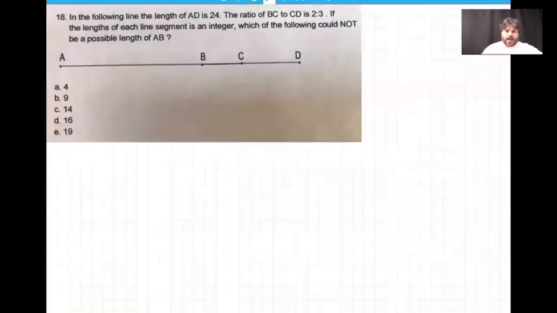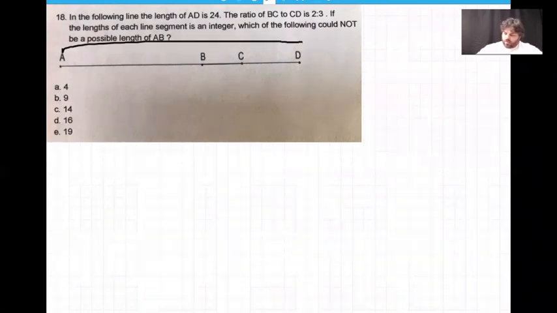All right, in the following line, the length of AD is 24. The ratio of BC to CD is 2 to 3. If the lengths of each line segment is an integer, which of the following could not be a possible length of AB?